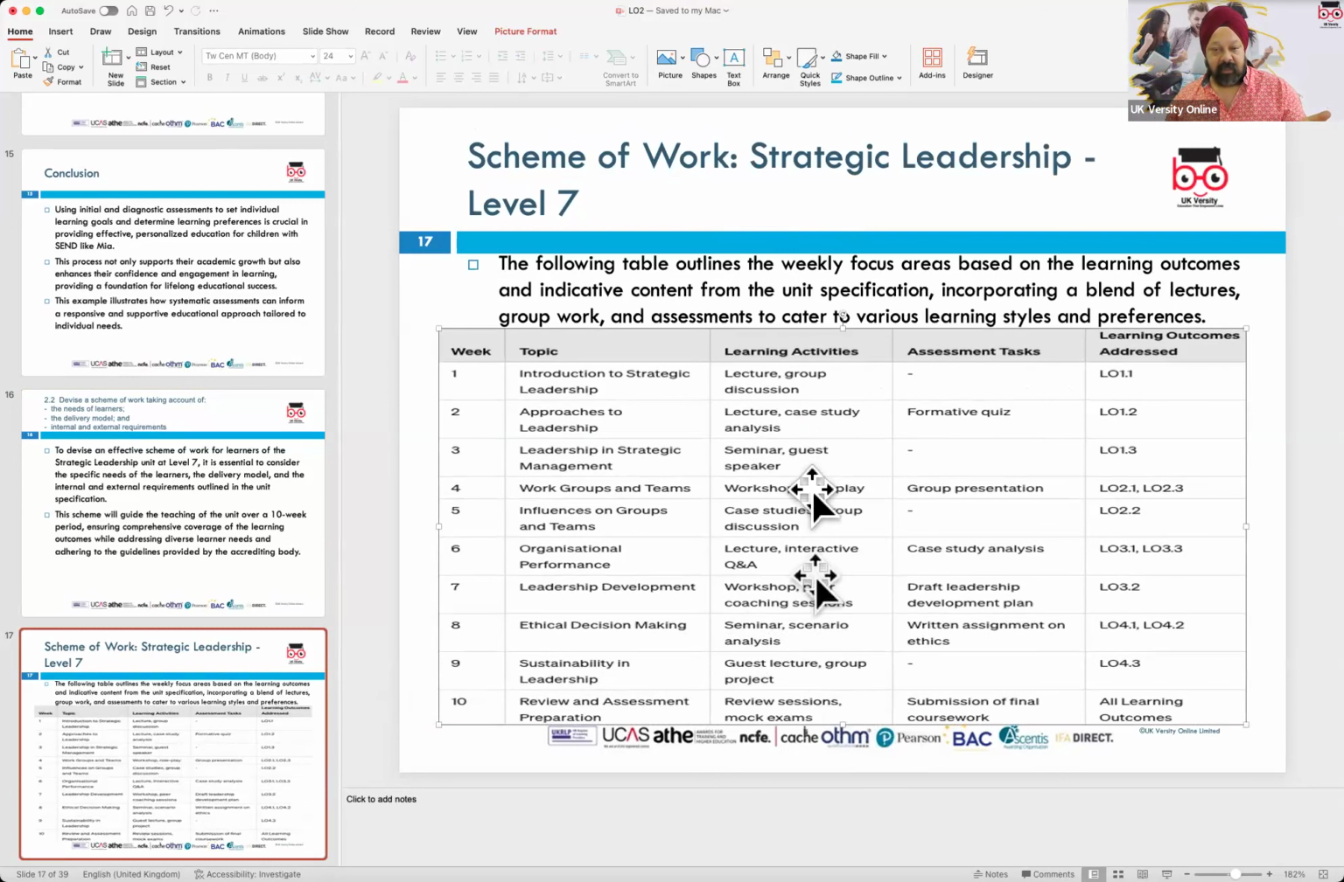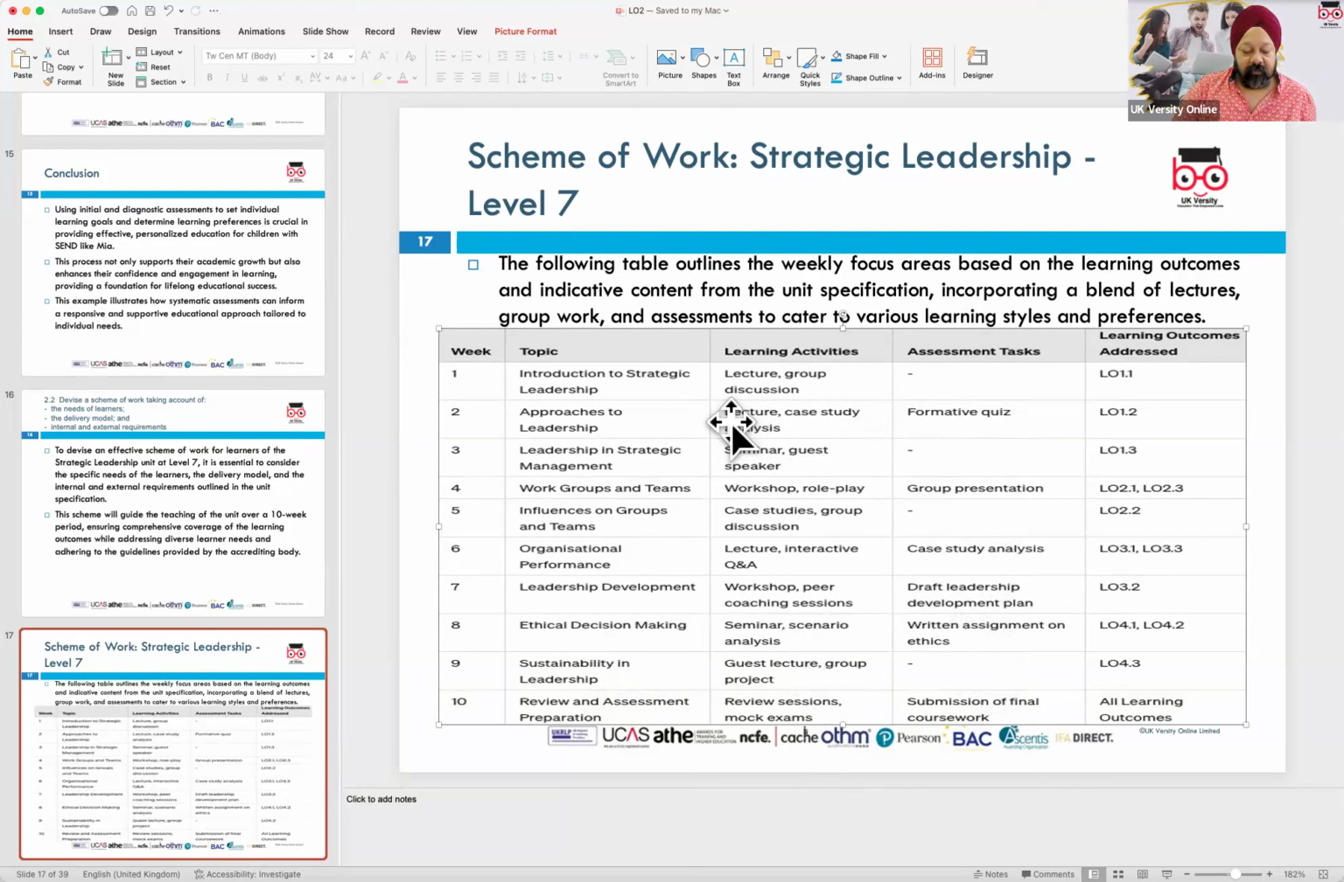Let's say in my case, if I look at a table that I've drawn up in terms of the scheme of work, this is how a scheme of work for strategic leadership looks. Say across 10 weeks, I need to cover all these topics which are part of that particular unit. So what I do is group them into learning activities and some of the assessment tasks that I need to hit. And then what are the activities or assessment tasks that I will carry out, which will help me deliver the session. So in some cases, when I talk about approaches to leadership, I will probably do a formative quiz, and approaches to leadership will cover some of the leadership styles like laissez-faire, autocratic, democratic.